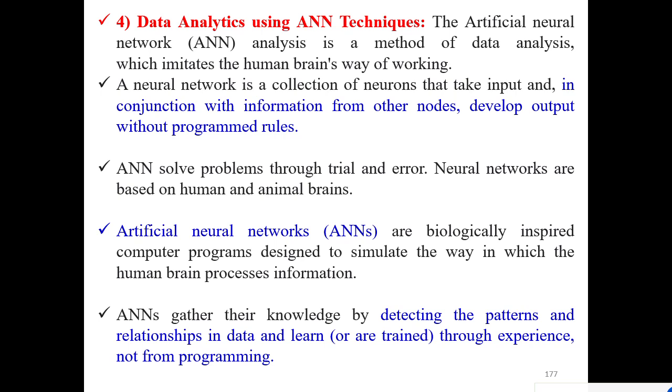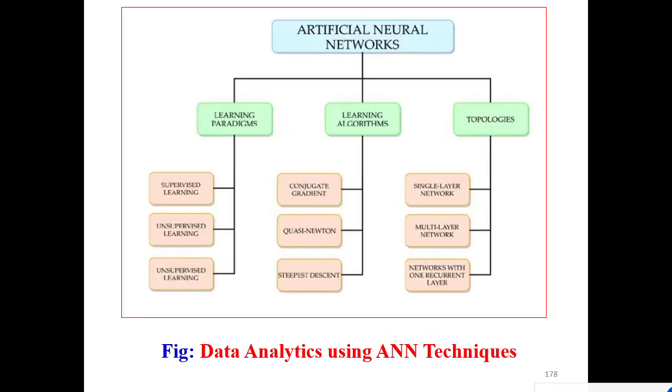Then why are we using ANNs? It gathers its knowledge by detecting the patterns, relationships, and associations between points, and we are finding interesting analytics, interesting information, meaningful data, trained through experience and not from any programming. So artificial neural networks are classified into three approaches: learning paradigms, learning algorithms, topologies, etc.